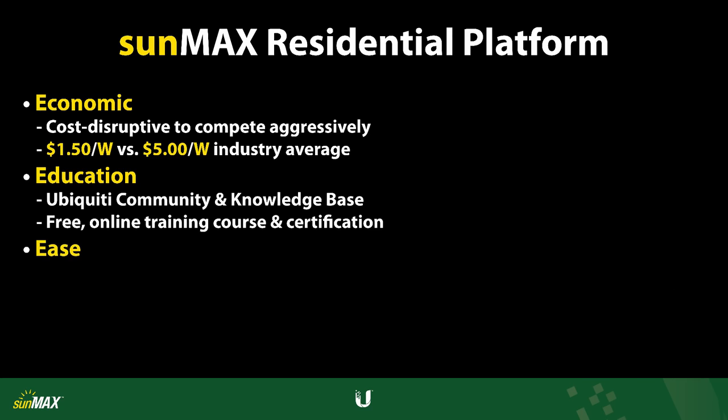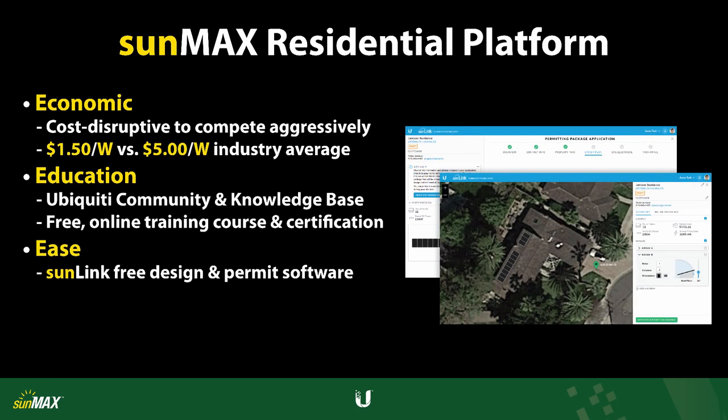And finally, through ease of use. Sunlink is Ubiquiti's free online software suite that simplifies system design, generates customer proposals, and accelerates the permit application process. SunMax also features an intuitive plug-and-play design so installers can rapidly deploy systems.